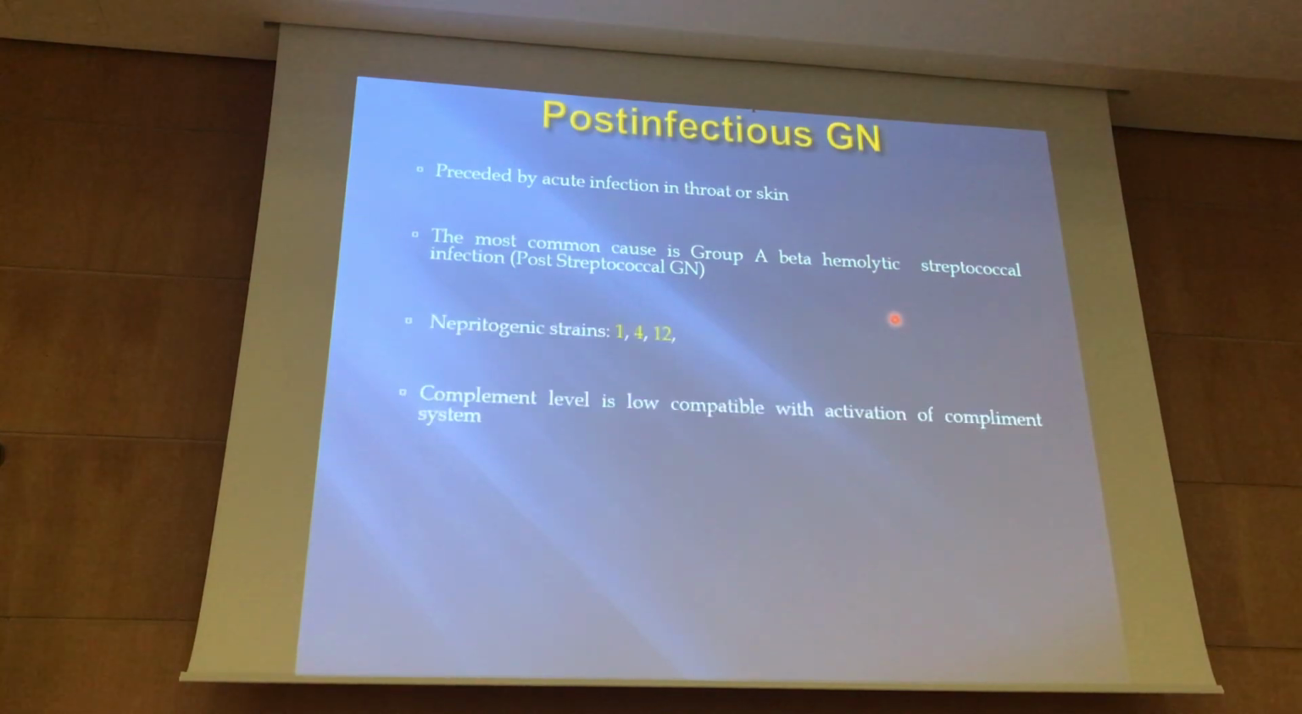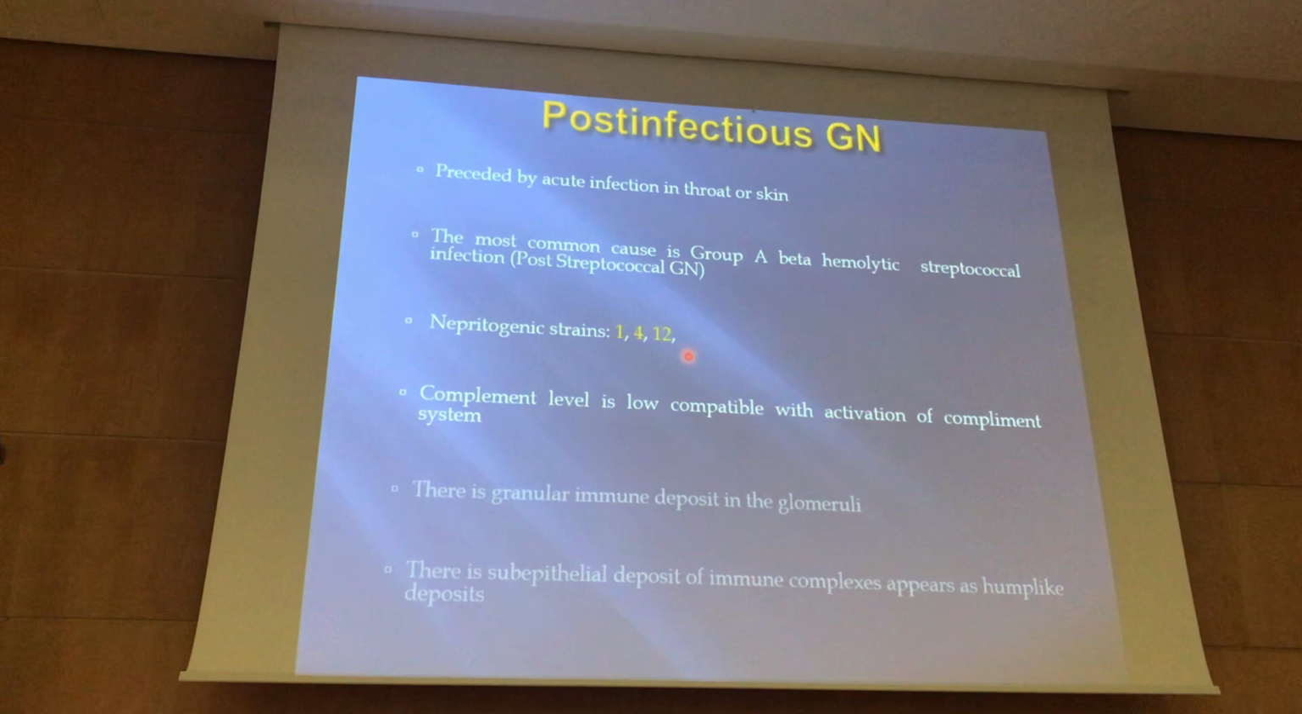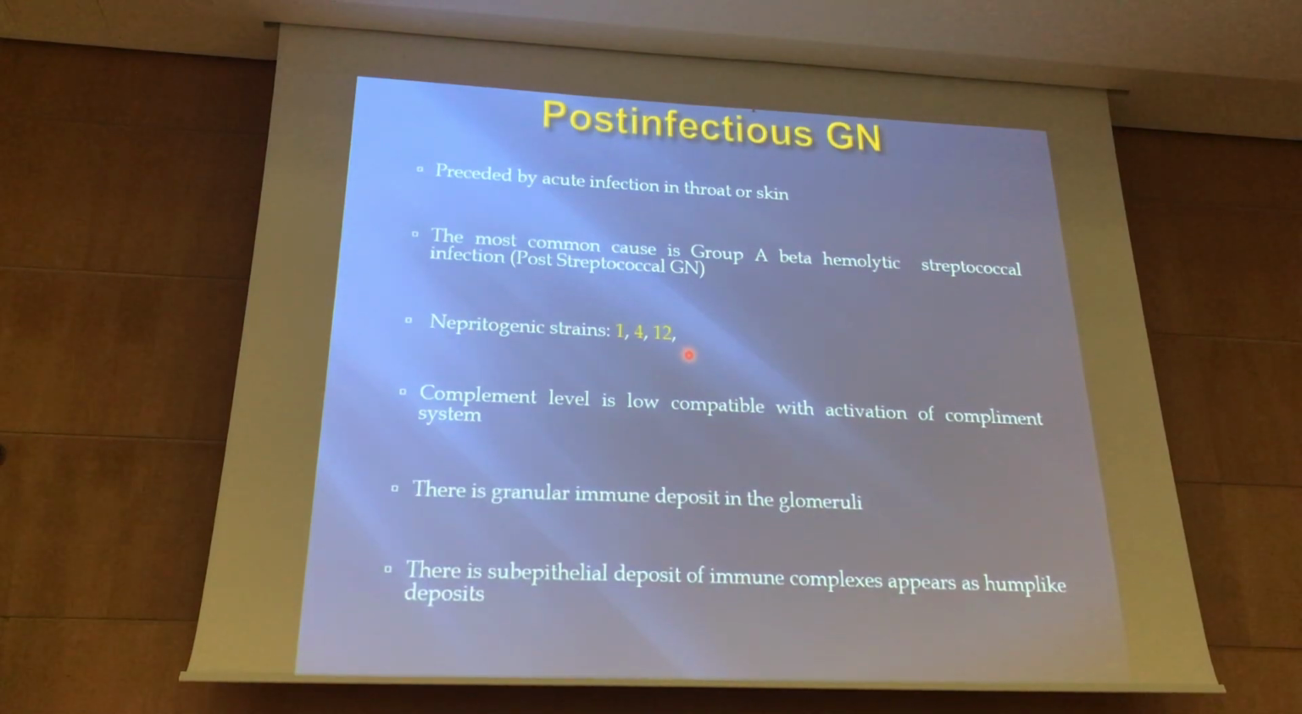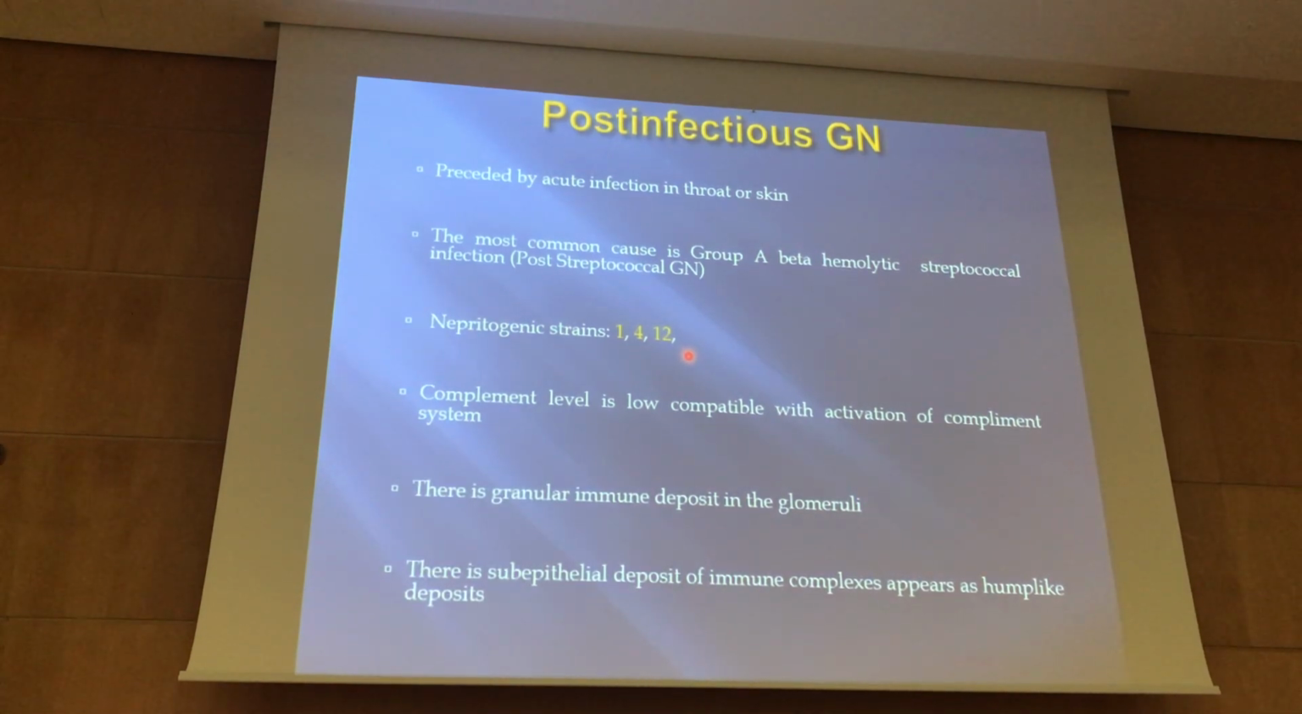So they are called post-streptococcal GN. The nephritogenic types are 1, 4 and 12. There are many, but these are important. Complement level is also low because it is involved in deposition in the glomeruli. There is a granular immune deposit in the glomerulus, and also subepithelial deposits of immune complex appear as a hump on the subepithelial surface.